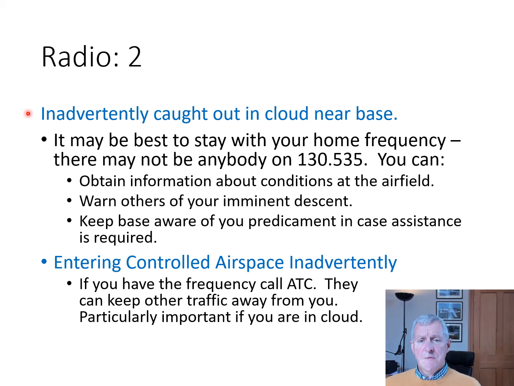If we're inadvertently caught out in cloud near base, near our home airfield, it may be best to stay with the home frequency, since there might not be anybody on 130.535, but everybody will be on the local airfield frequency. Now you can obtain information about conditions at the airfield, you can warn others of your imminent descent, and you can keep the base aware of your predicament in case you need assistance. If you enter controlled airspace inadvertently, if you've got the frequency called air traffic control, they can keep other traffic away from you. That's particularly important if you're in cloud and can't look out.